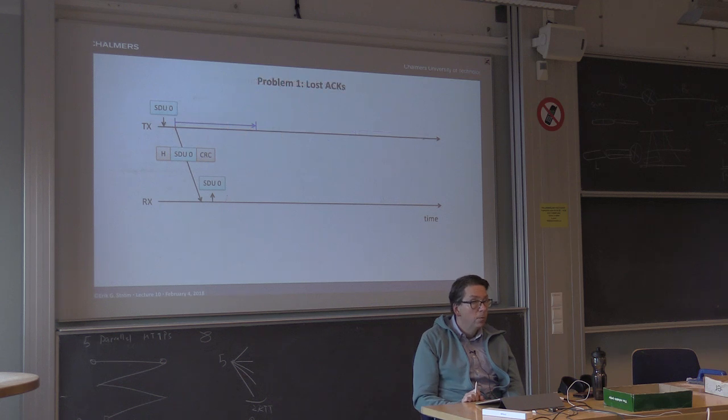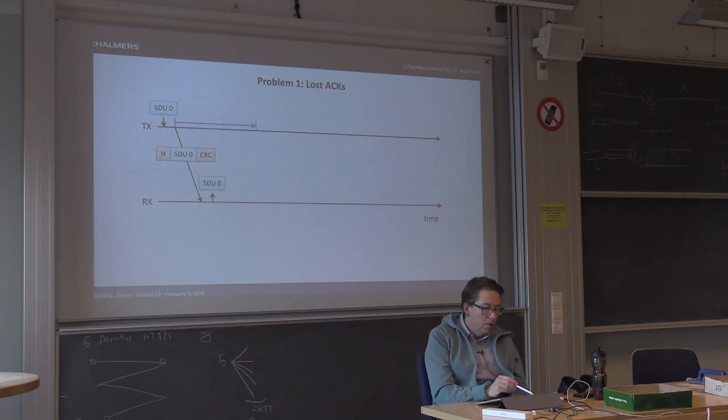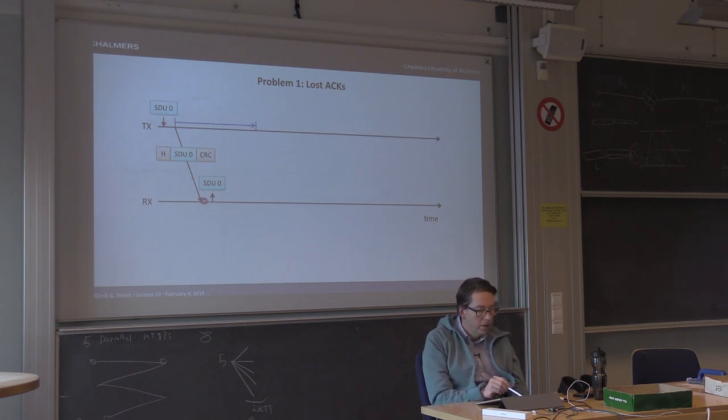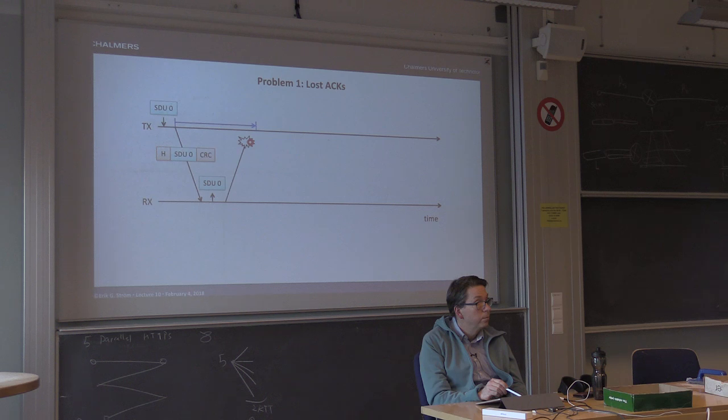Okay, so problem number one is that if we relax this normal operation and also allow acknowledgements to be lost, then we see that bad things will happen here. The first thing is what has happened is that the transmitter has gotten a service data unit, has transmitted that and started the timeout. And the frame has arrived error-free, and the service data unit has been delivered. And the receiver has then sent an acknowledgement. The acknowledgement goes here, and it disappears. So what's going to happen now?